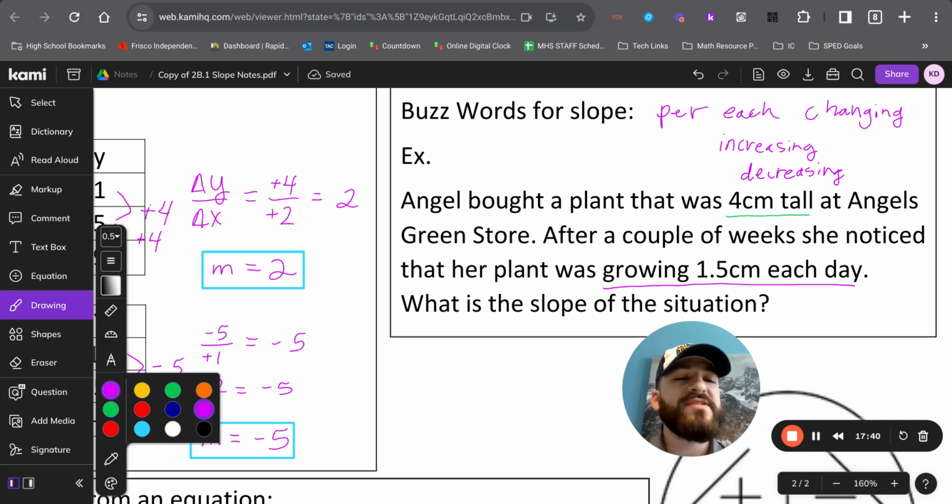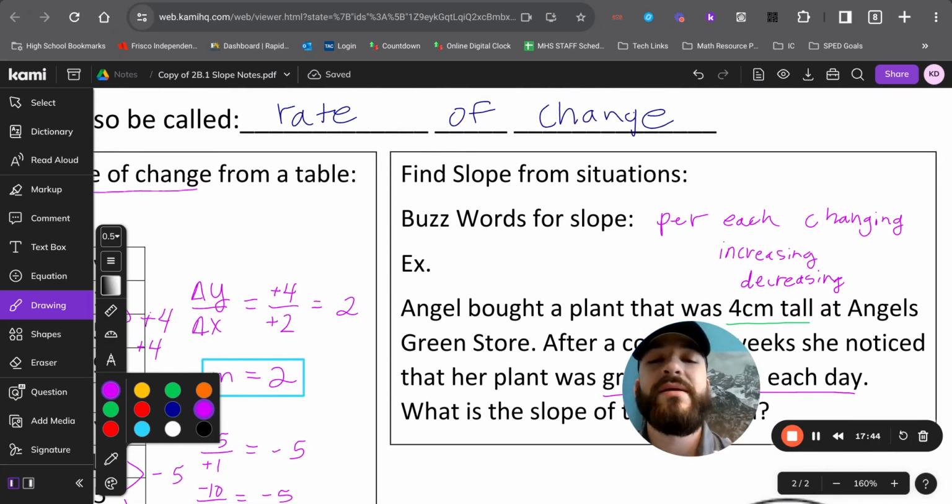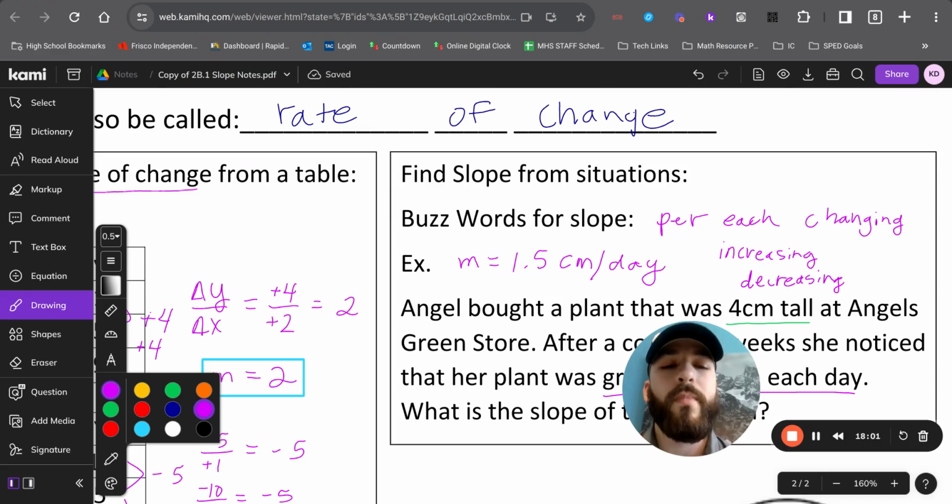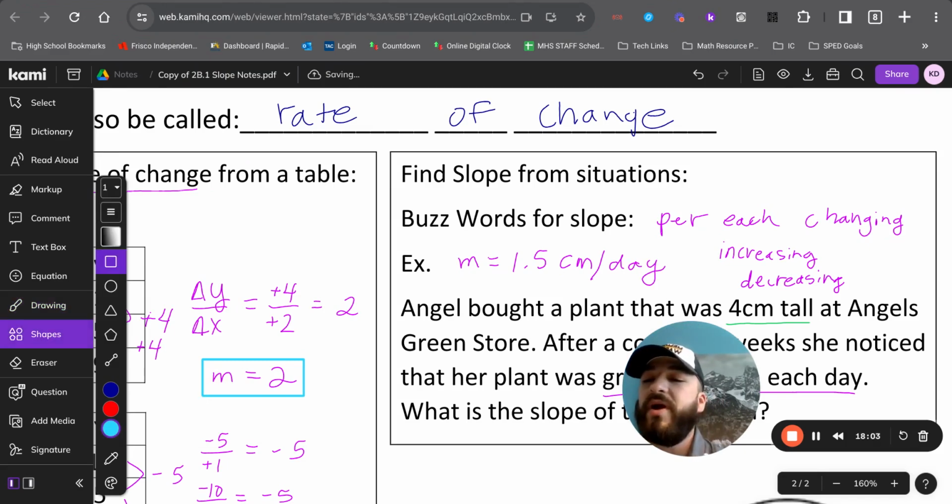And it actually gives us those quantities, centimeters each day. So we can write our slope as m is equal to 1.5 centimeters, and then this little slash, it's like a fraction, like a dividing sign, but it means per or each. And so centimeters per day. And those are our two quantities that we're comparing together.